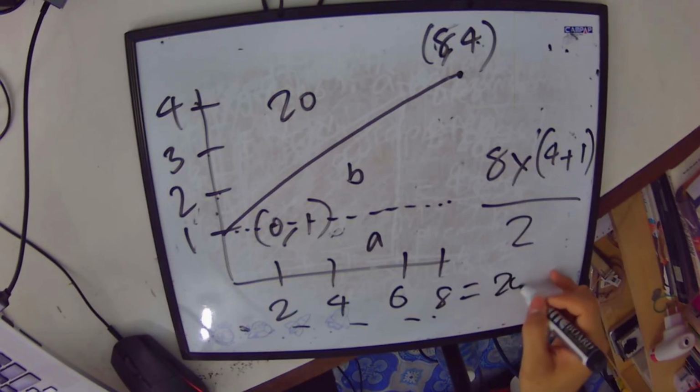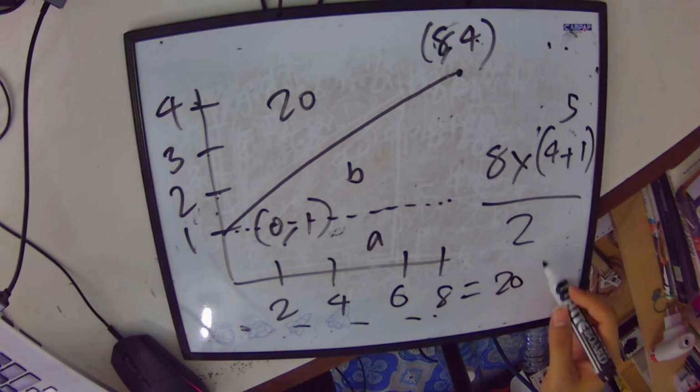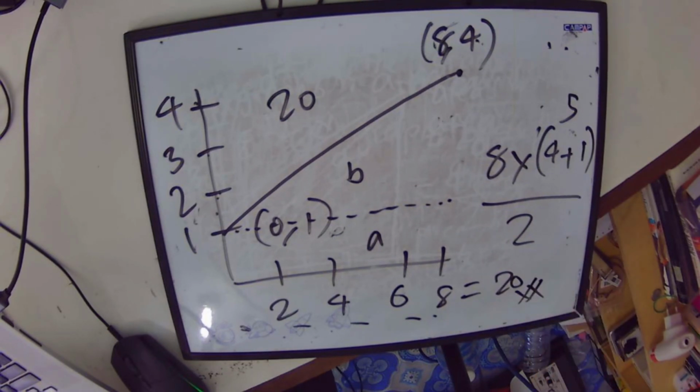Yeah, so you still get answer 20. 4 plus 1 equals 5. 5 times 8 equals 40. 40 divided by 2 equals 20. So you still get the correct answer of 20.